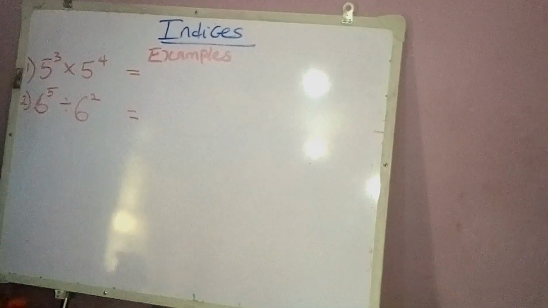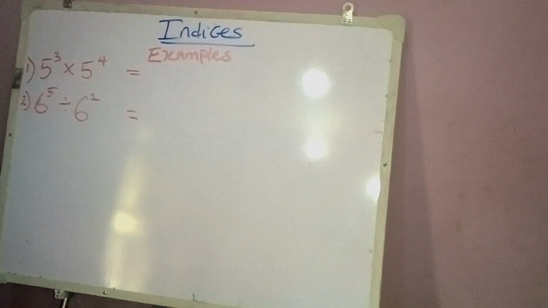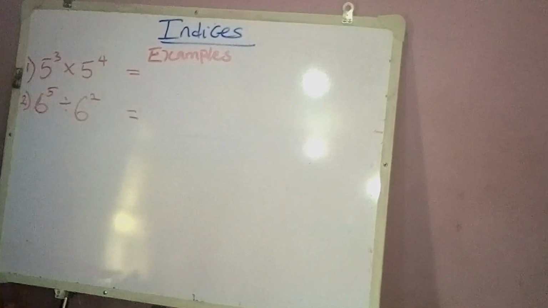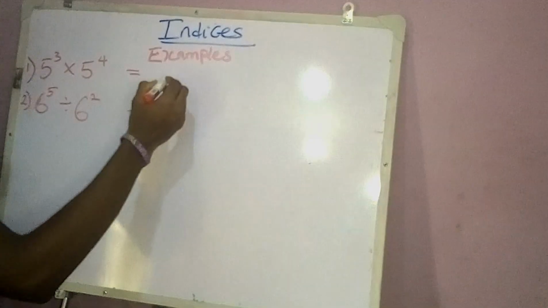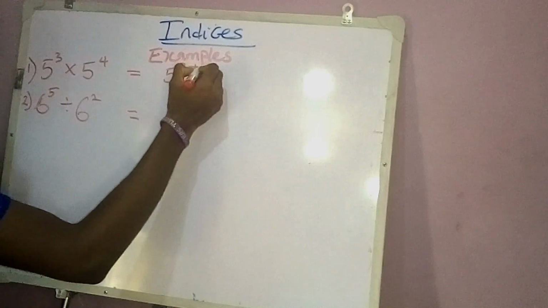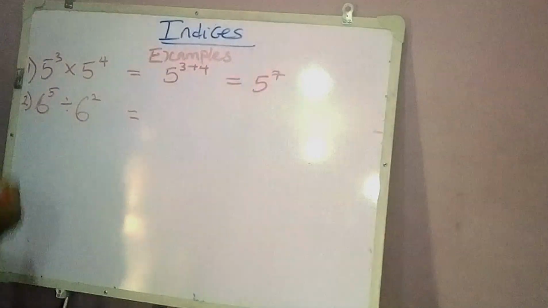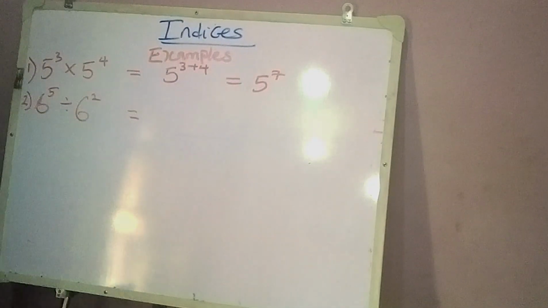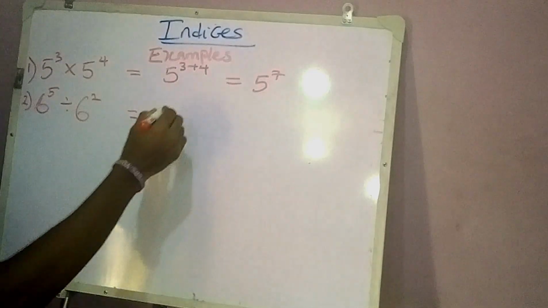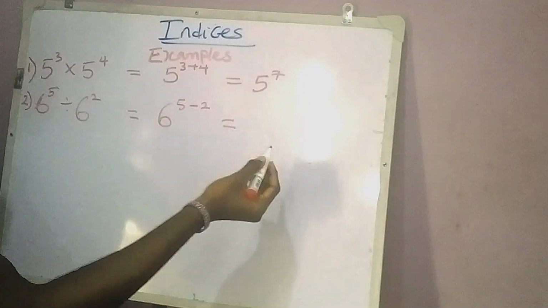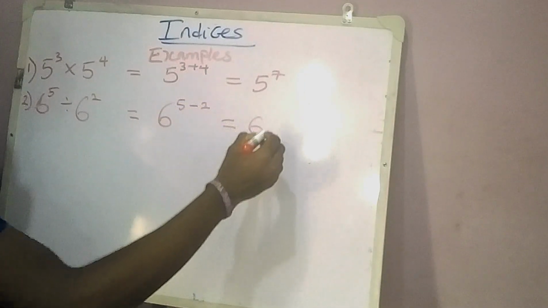Looking at examples concerning the two rules we just learned. The first one says 5 raised to the power of 3 multiplying 5 raised to the power of 4. Now, this is very easy. This is a raised to the power of m multiplying a raised to the power of n, and the bases are the same. So we just have 5 to the power of 3 plus 4, and our final answer will be 5 raised to the power of 7. In this case, if I have 6 raised to the power of 5 divided by 6 raised to the power of 2, this is the same thing as me saying 6 to the power of 5 minus 2. And obviously 5 minus 2 is what? 3. So it will be 6 raised to the power of 3.